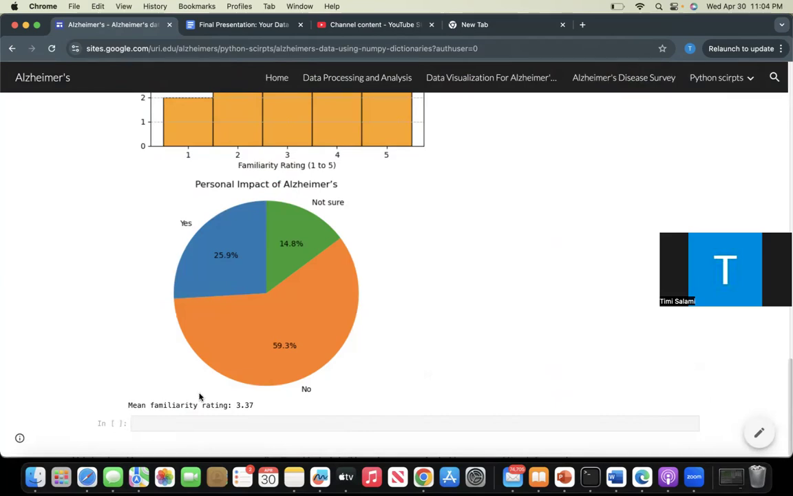Overall, this project helped me connect data to real life situations like this project did with Alzheimer's disease.